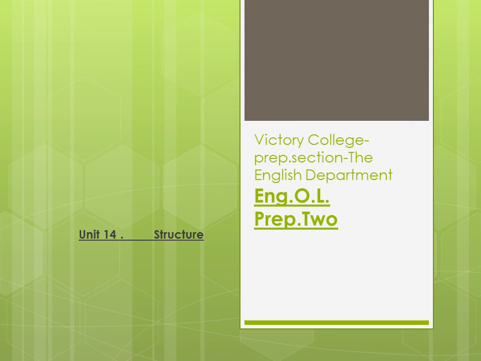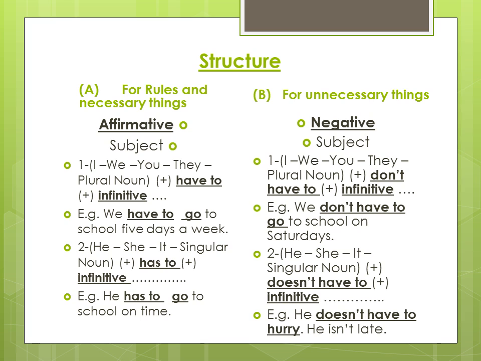English O Level Prep 2, Unit 14, Structure. Part A, for rules and necessary things. للالتزام بالقواعد أو الضرورة we use have to or has to plus infinitive. Affirmative. Affirmative means في حالة الإثبات.